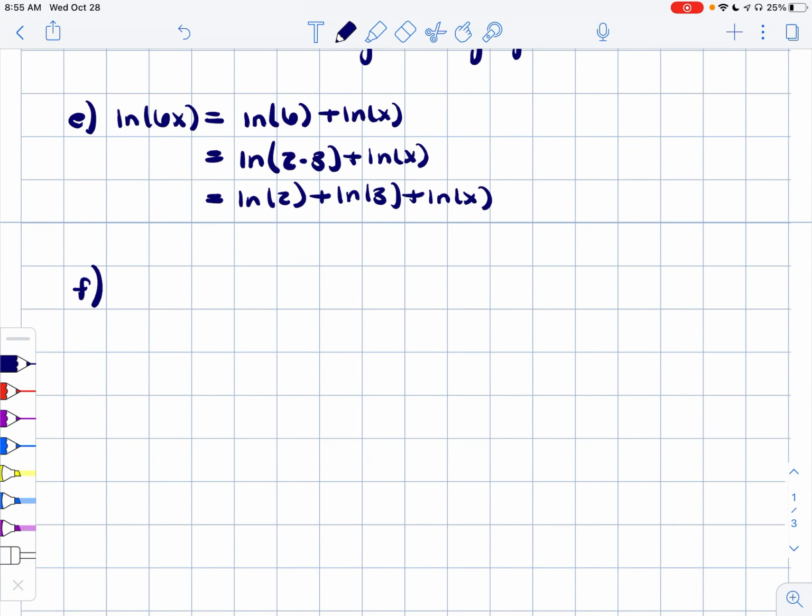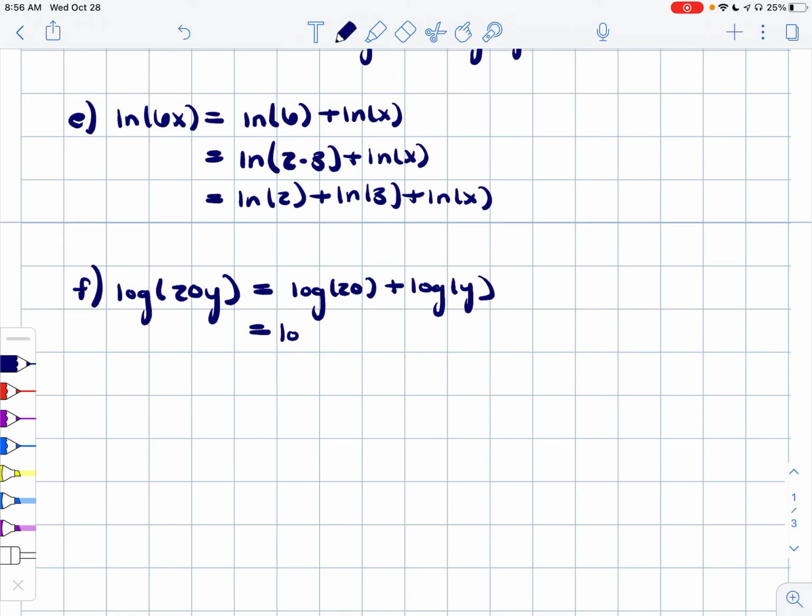Let's say we have the log of 20y. Again, we have a product of the 20 and the y. So I'm going to split that as the log of 20 plus the log of y. Remember, a log without a base has an understood base of 10. Now again, 20 is not a power of 10, so we can't simplify this just yet, but what we can do is keep expanding it further.